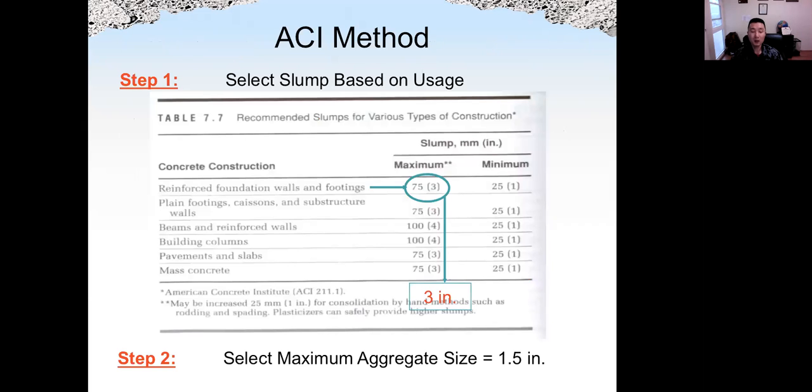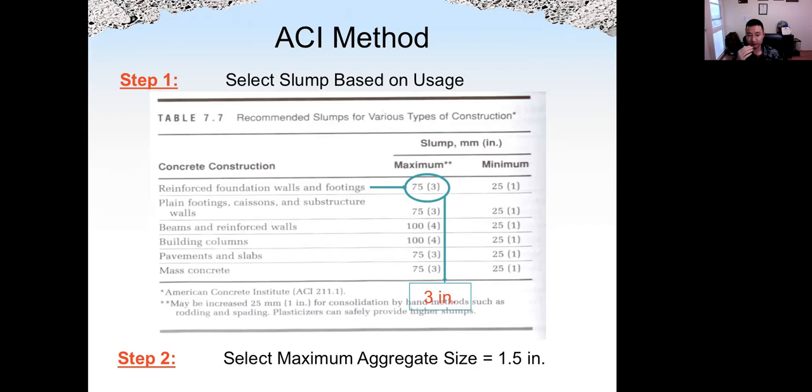Step number 1. We select a slump based on the usage. The question tells us this is reinforced concrete footing. So for reinforced foundation walls and footings, we choose the maximum slump, 3 inch. So 3 inch of slump for the concrete.